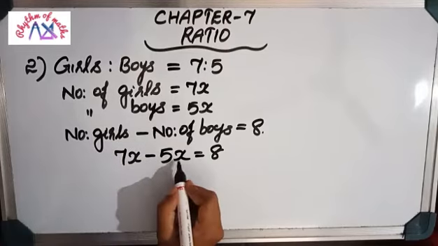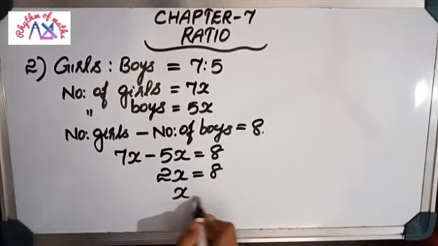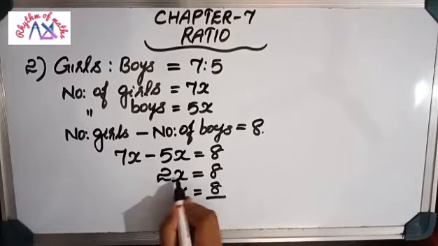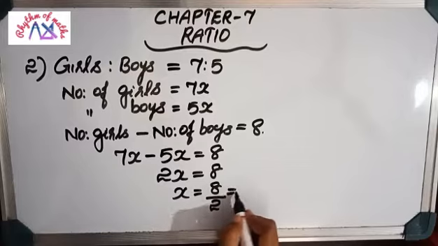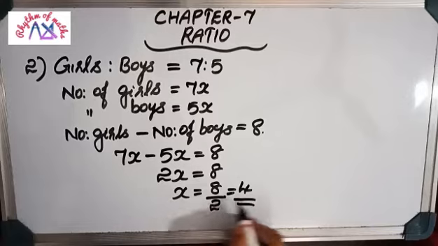Now 7x minus 5x is 2x. So 2x equal to 8. From this, x is equal to... 2 multiplied comes to this side as divided by 2. So 8 by 2 equal to 4. Okay, so here x is 4.